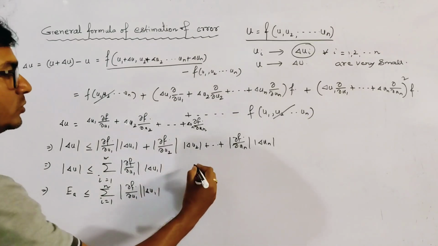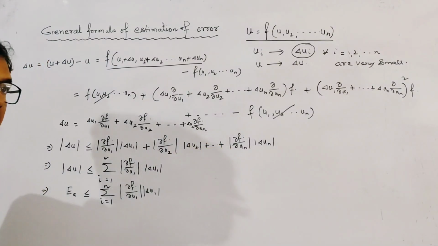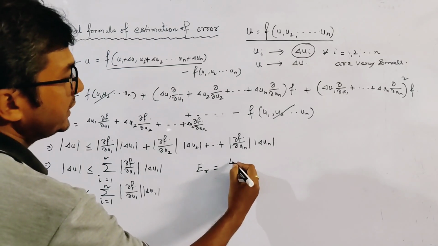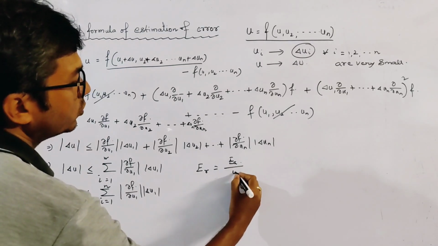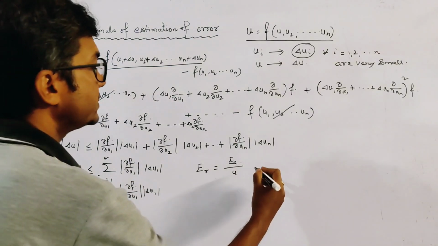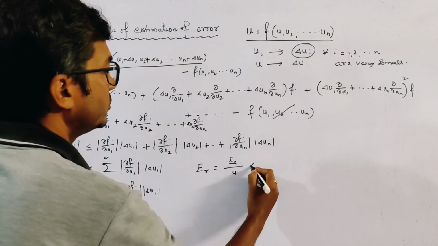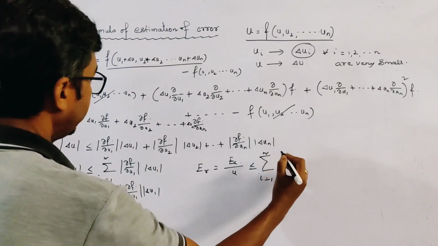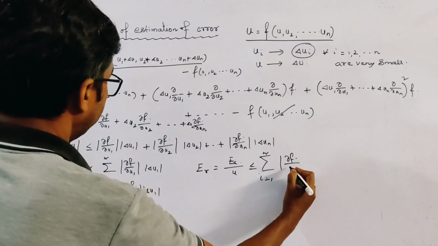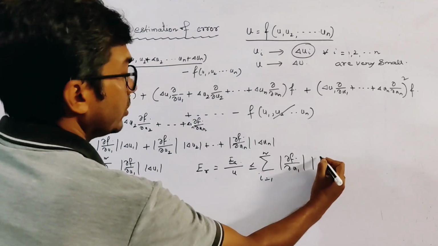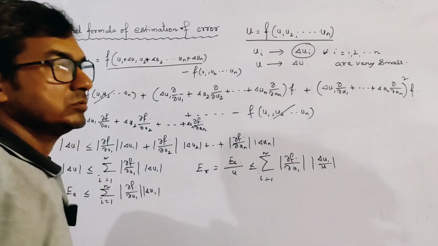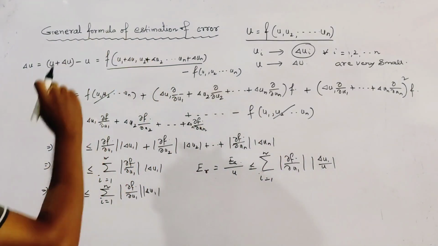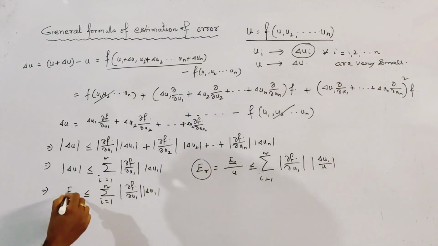Now the maximum value of the relative error is given by ER equal to EA by u, where u is the true value. This is less than or equal to the summation, i equal to 1 to n, of mod of del f by del ui into mod of delta ui by u. This is the maximum value of relative error in the general estimation of error. This is the relative error and this is the absolute error.